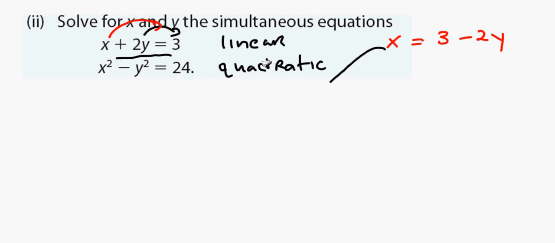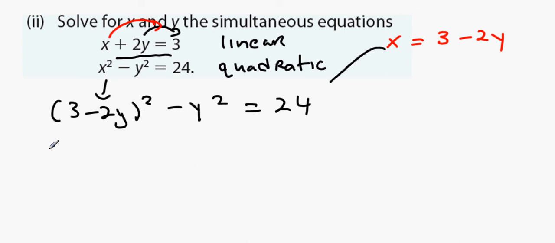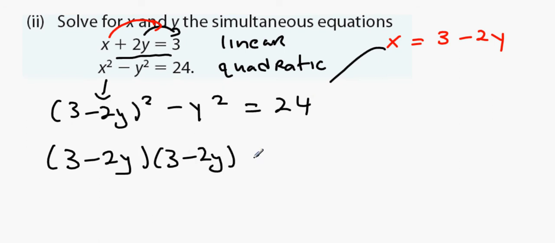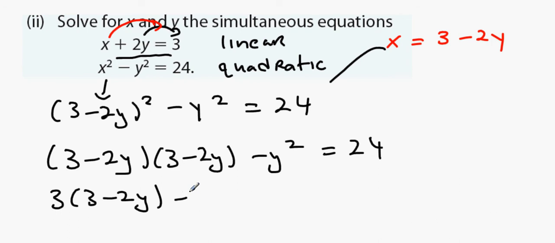Now, once I've done that, I'm going to insert that into the equation. So we're going to get (3 minus 2y) squared, which is this part here, minus y squared equals 24. Then what we're going to get is (3 minus 2y)(3 minus 2y) minus y squared equals 24. Next thing we're going to get is 3 into (3 minus 2y), minus 2y into (3 minus 2y), minus y squared equals 24.